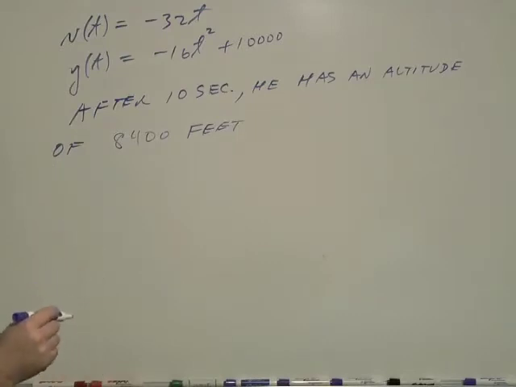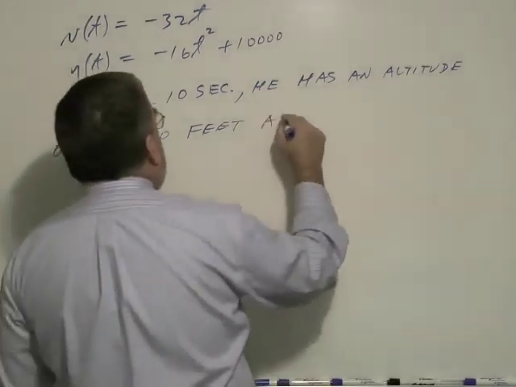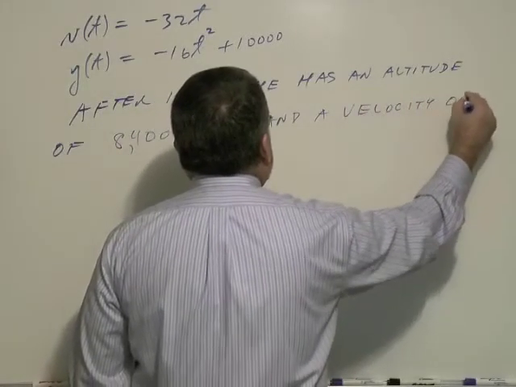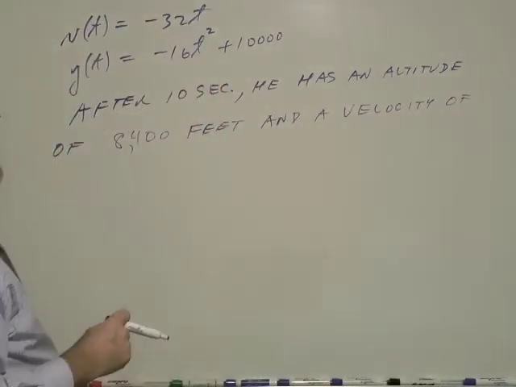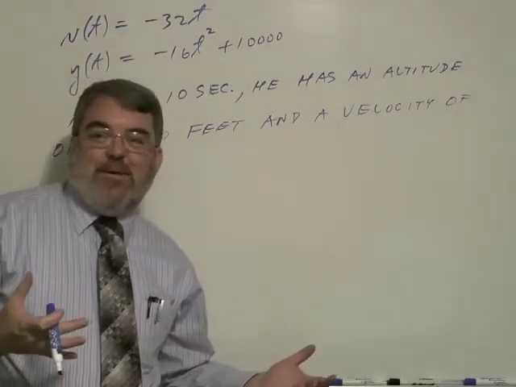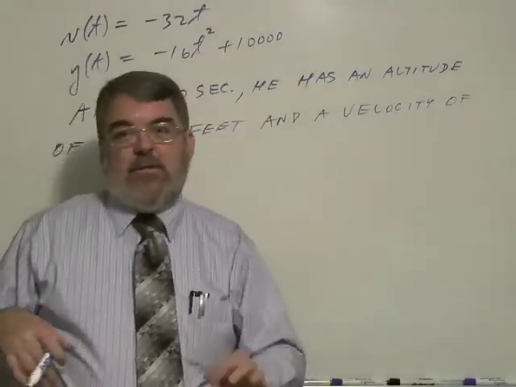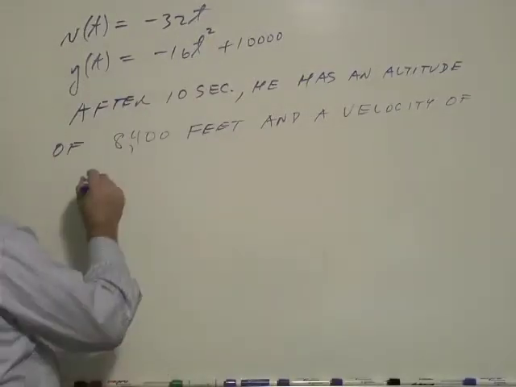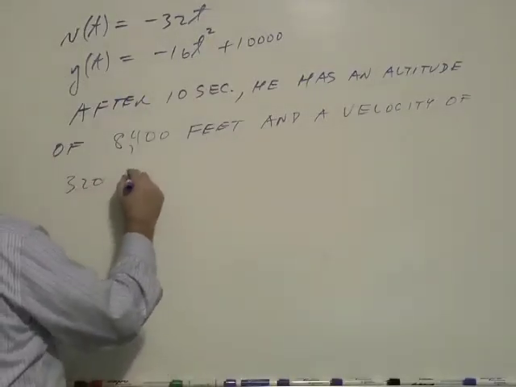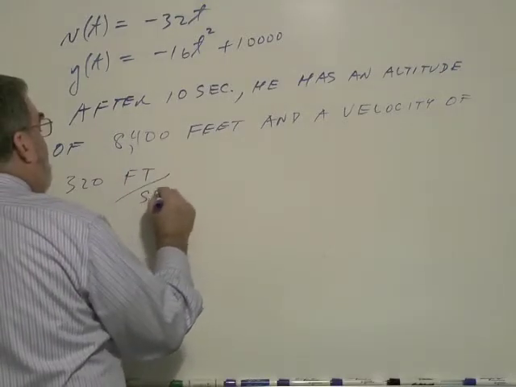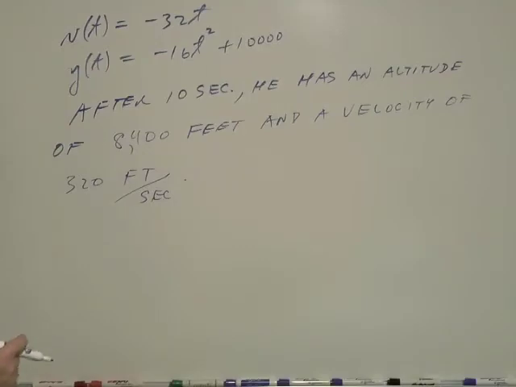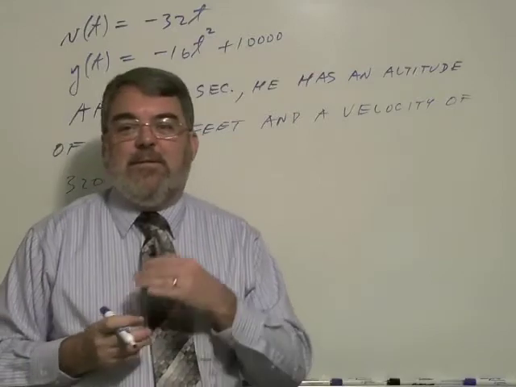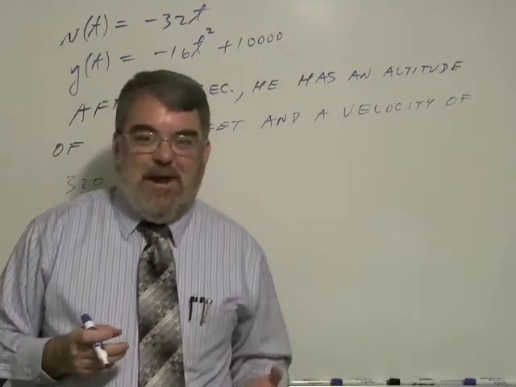So after 10 seconds he has an altitude of 8400 feet and a velocity of, I'll plug 10 into here, technically I'm going to get minus 320, but we assume he's going down, so let's ignore the negative as far as reporting the answer. He's going down at 320 feet per second, so his velocity is 320 feet per second. There we go. So, very simple problem. And we'll look at this with the other two models falling through the atmosphere, and things will get a little more interesting there.